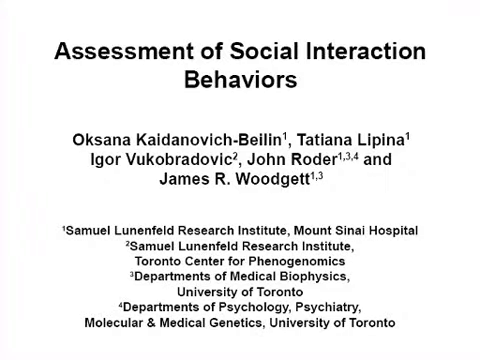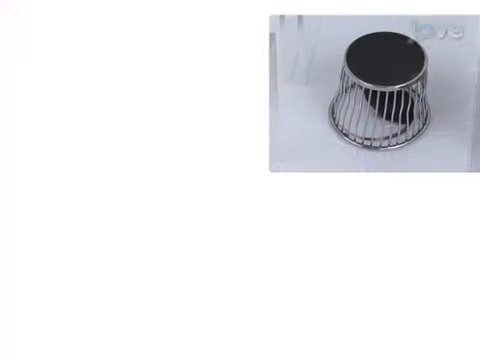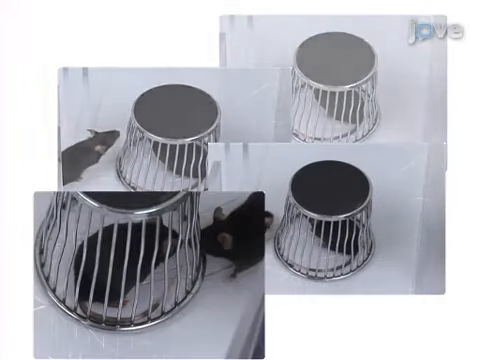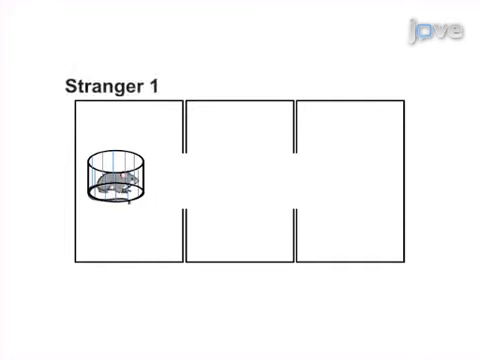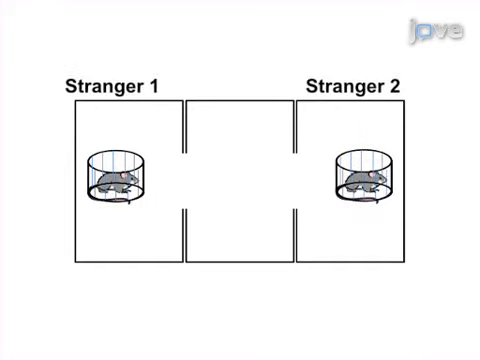The overall goal of the following experiment is to study social interaction and memory in mice. This method is unique in that it places the control mouse under a wire cup, allowing the experimental animal to freely initiate or terminate interactions while preventing direct contact.